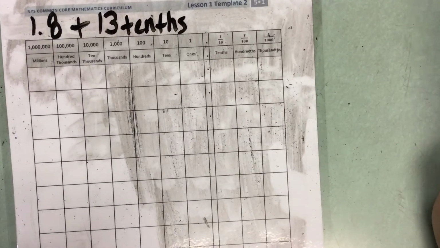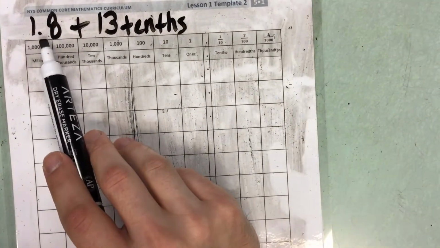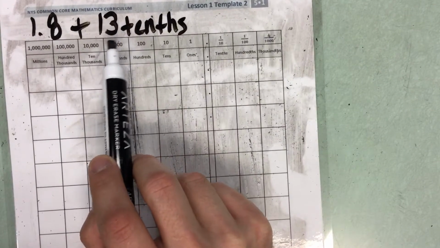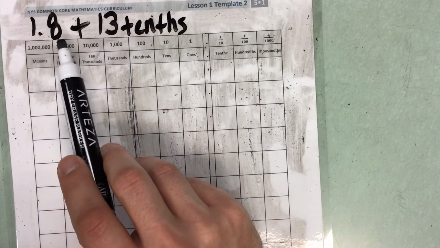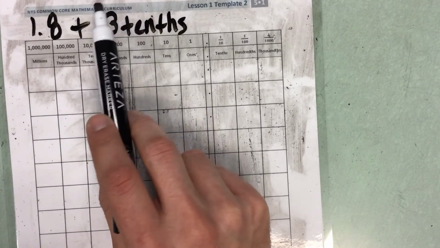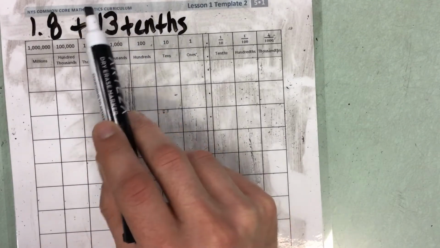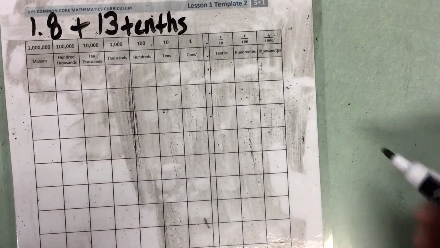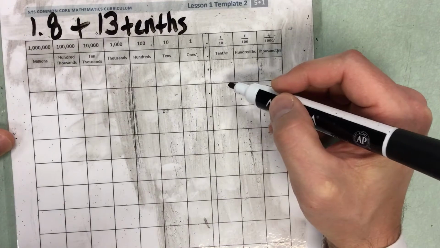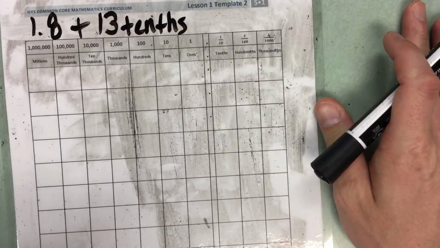For this next example, we have a number written in standard form, and we're going to add it to a number written in unit form. So we have 1 8/10 plus 13/10. Now when you see this number, 13/10, you should start thinking, how can I put 13 dots in my tenths place? And we're going to talk about that here in just a second.